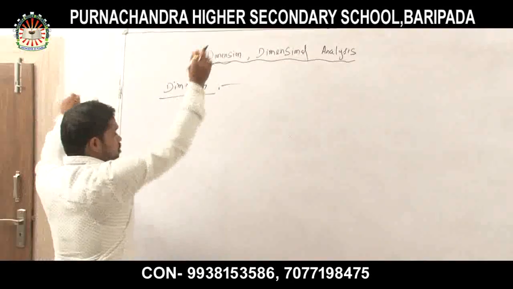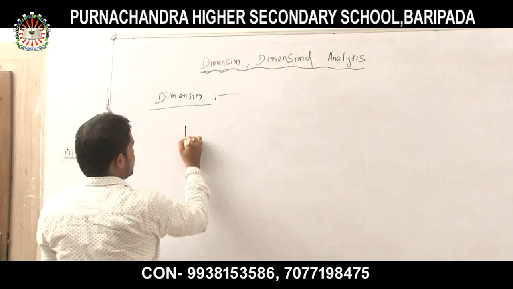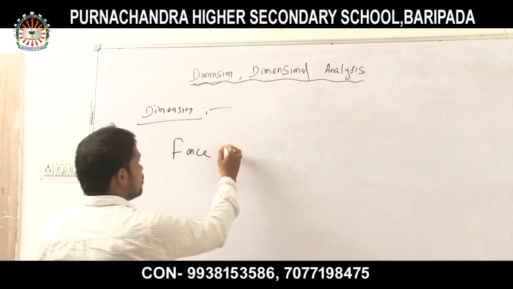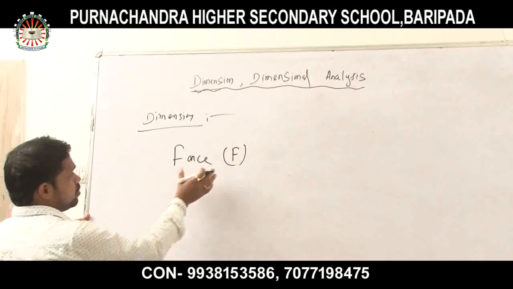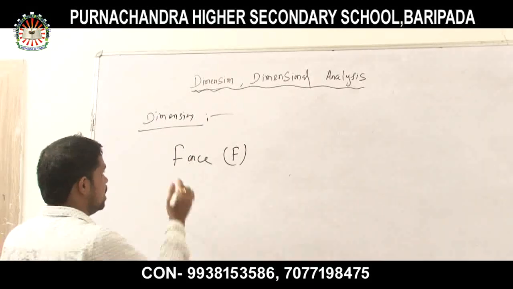So let us discuss how the dimension can be represented. Look here. Suppose we take a physical quantity, force. This is a very fundamental physical quantity, denoted as F. Clear? So what do we have to find out? Now we have to find out the dimension of force. Very simple.